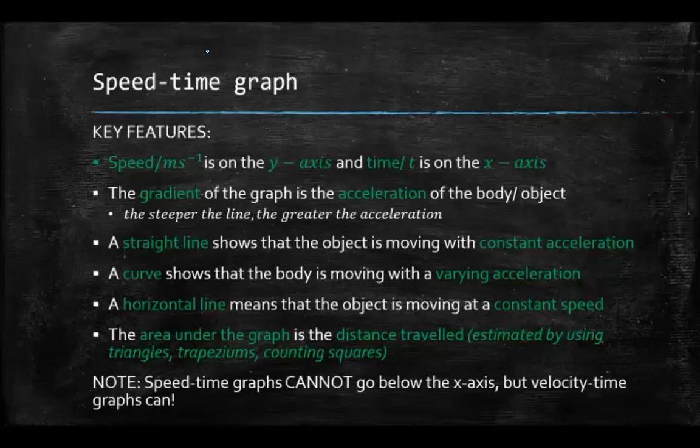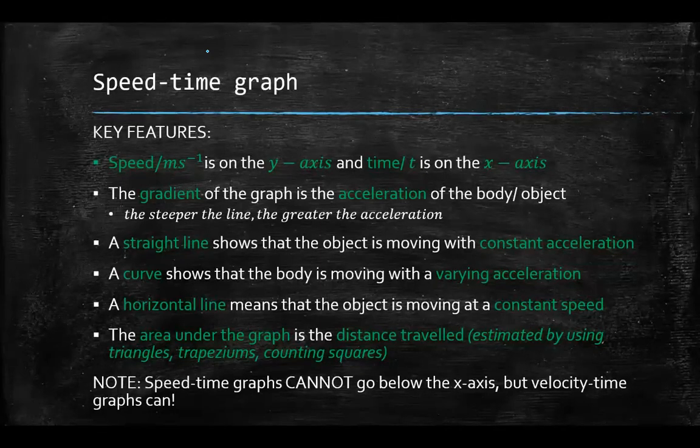I know it's technically not, it's just not what you learned, right? But that's how it is. So if you see a speed time graph, the gradient is really just acceleration. Straight line, constant acceleration, curve, varying acceleration, horizontal line, constant speed, area, distance traveled.